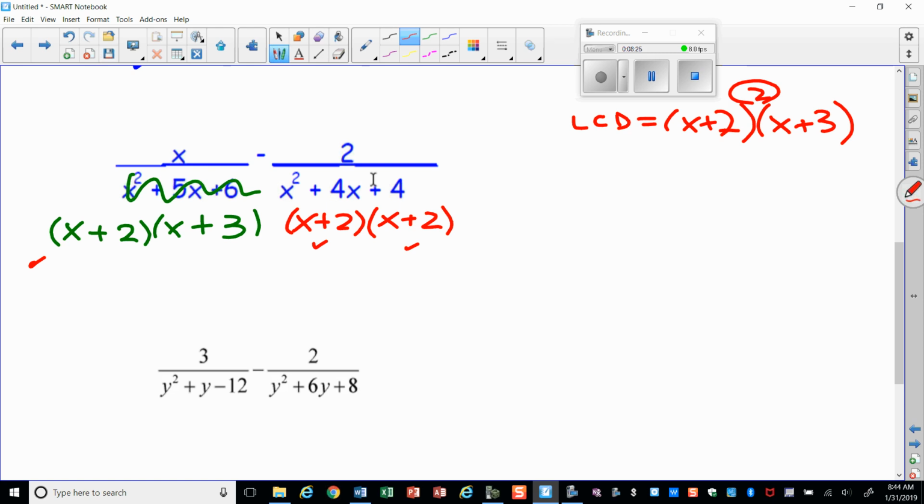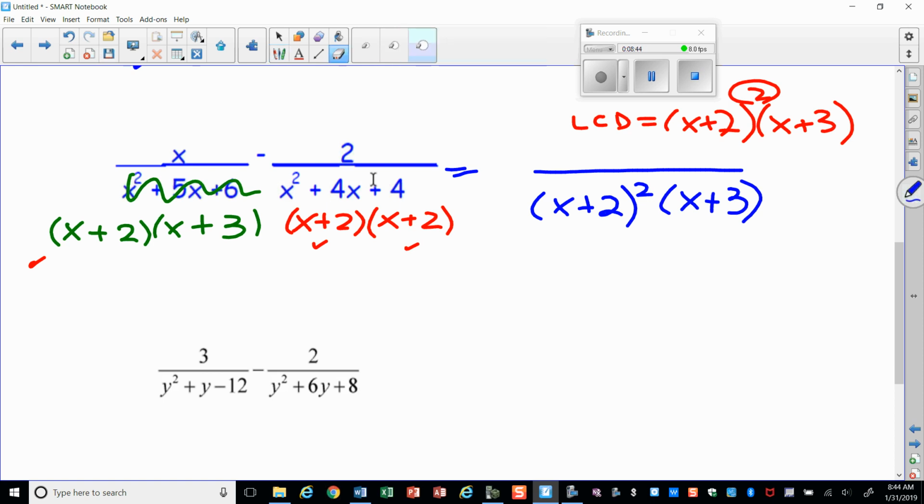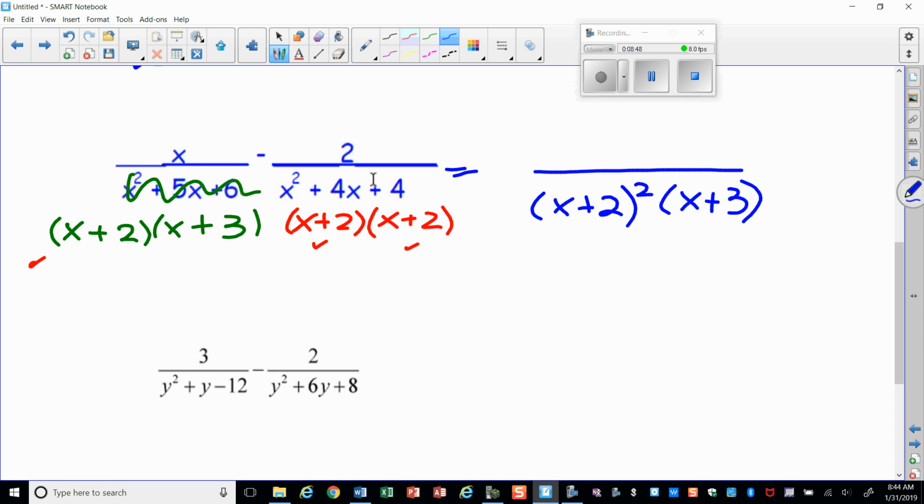All right. So now that is my least common denominator. So let me write that over here. So I've got x plus 2 squared times x plus 3. Okay, I have to have all the factors. So there's my denominator. That's done.